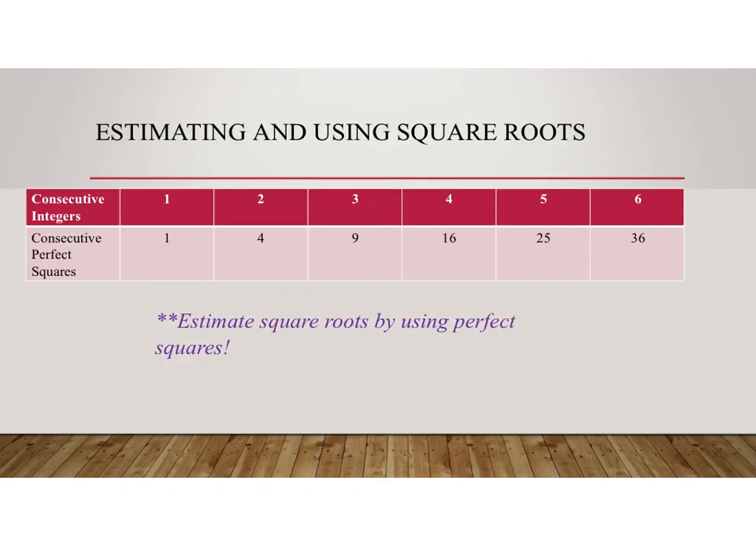Now again, as I mentioned, you're going to want to memorize some basic perfect squares. So what do I mean by perfect squares? If you look at your consecutive integers here, I have 1, 2, 3, all the way up through 6. So I'm looking at what I call my perfect squares right here. Well, what that means is 1 squared really equals 1. When I come down here, now I have 2 squared. Well, 2 squared equals 4. 3 squared equals 9. 4 squared equals 16. 5 squared equals 25. 6 squared equals 36, and so on.